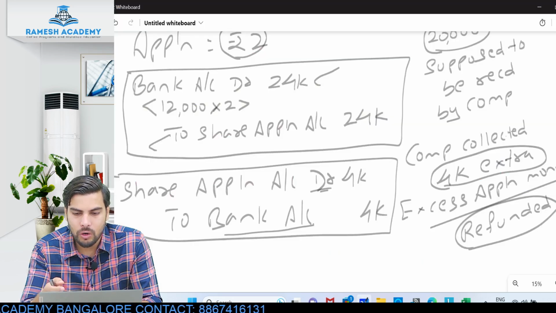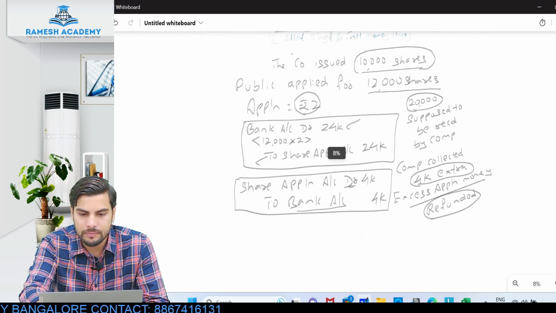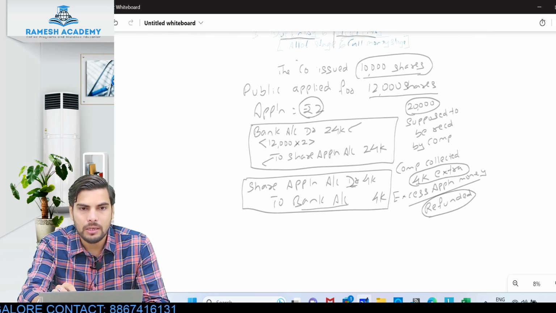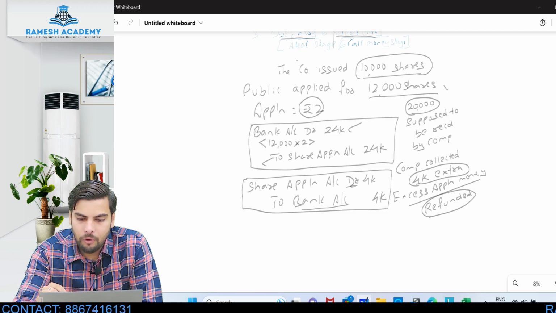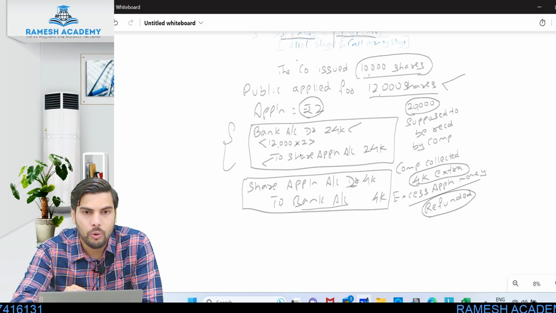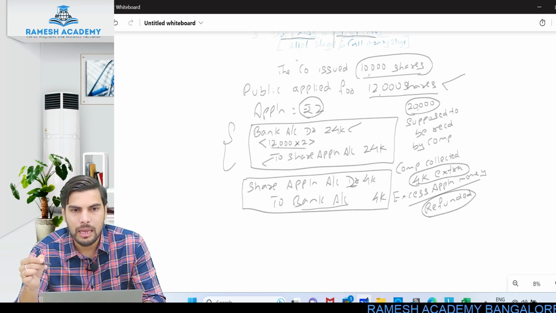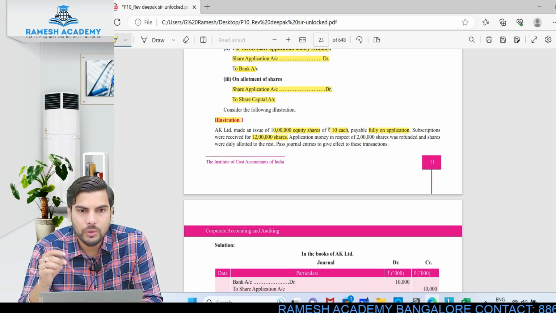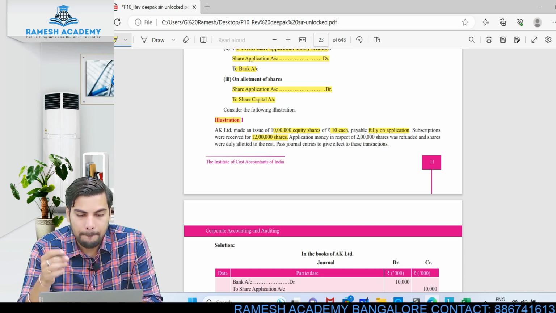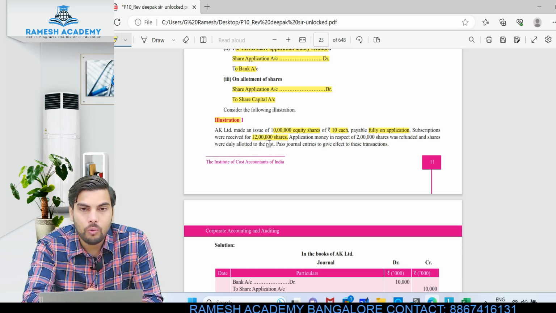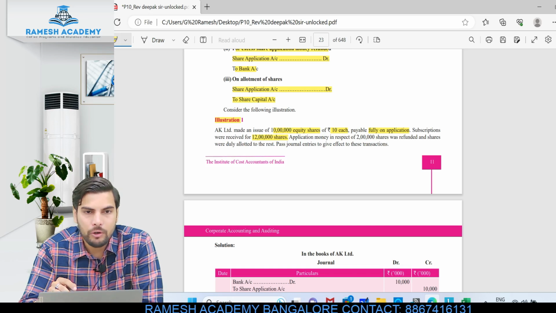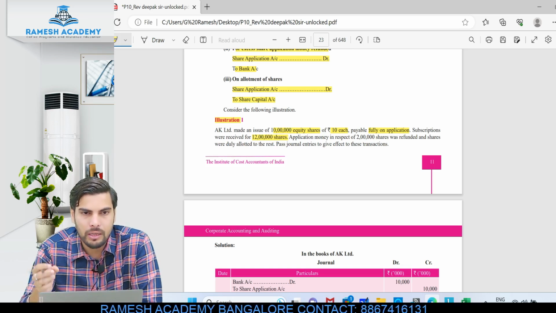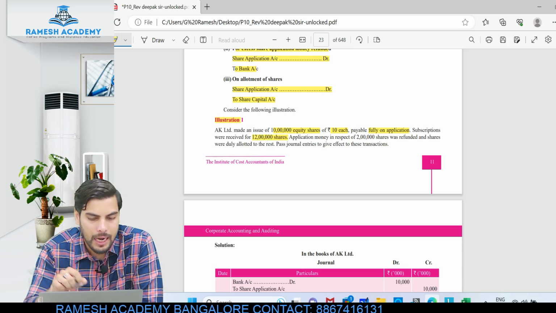Exactly the same situation as what I told over here. The company issued 10,000 shares, but the public applied for 12,000 shares. When I passed this particular receipt entry, I passed it for 12,000 shares, 12,000 shares into 2, right? The same has to be done even in this case. Although the company issued 10 lakh shares, the public applied for 12 lakh shares. So ultimately we need to pass the journal entry of receipt, that is, application money received for 12 lakh shares.